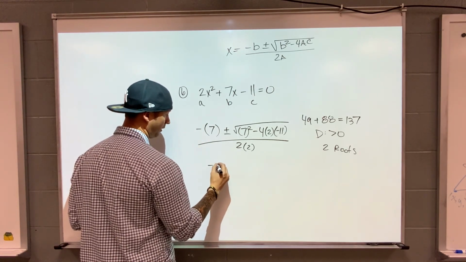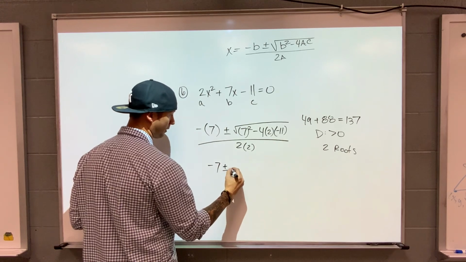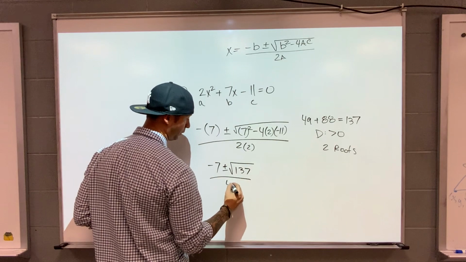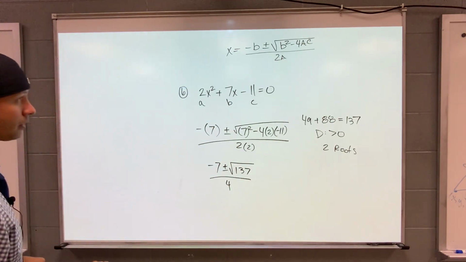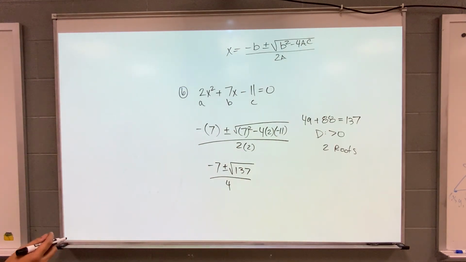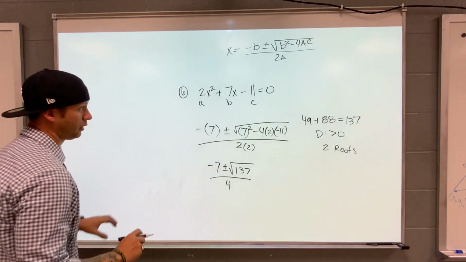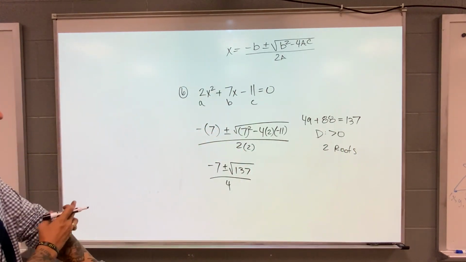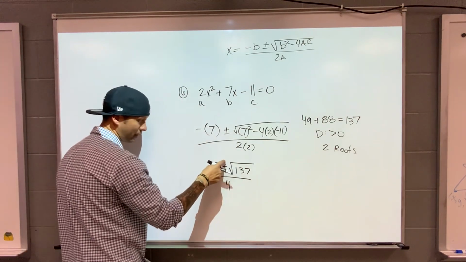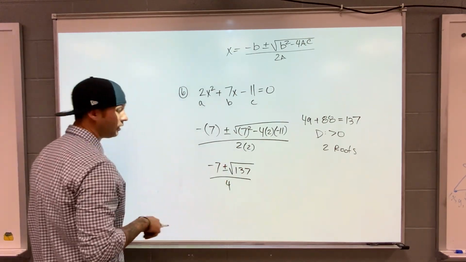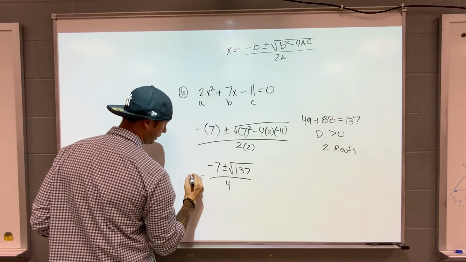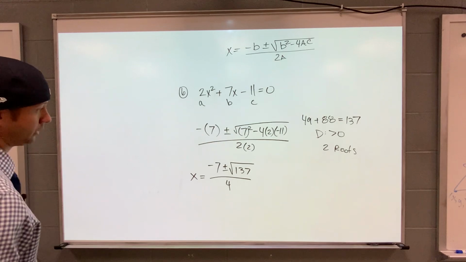Simplifying, negative 7 plus or minus root 137 all over 4. Let's see. 137, is that a prime number? It's not divisible by 2. Can we factor something out? I don't think we can. Even if we could factor something out, it wouldn't even matter because 4 and 7 aren't. 7 is a prime number, so I can't take anything out anyway. So let's just go with that's it.